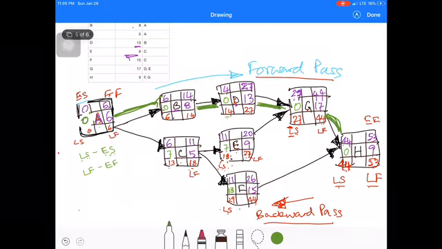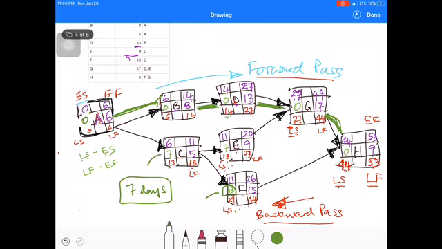When we consider activity C, it has a 7-day float. So we can delay the starting date of this activity by 7 days. Flexibility is 7 days. In this case, for activity F, the float is 18. So the flexibility is 18 days. We can delay, or we can wait 18 days, to start activity F.